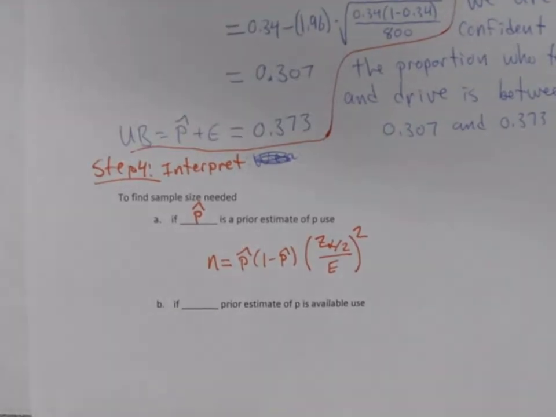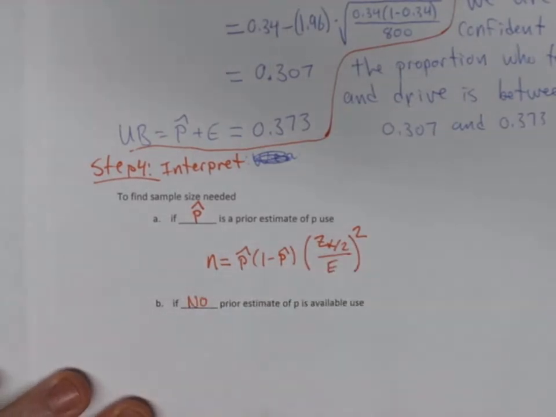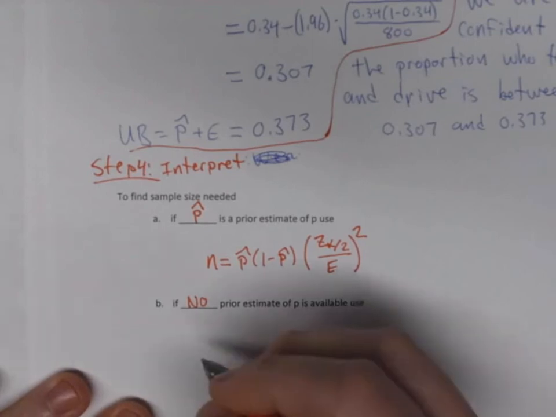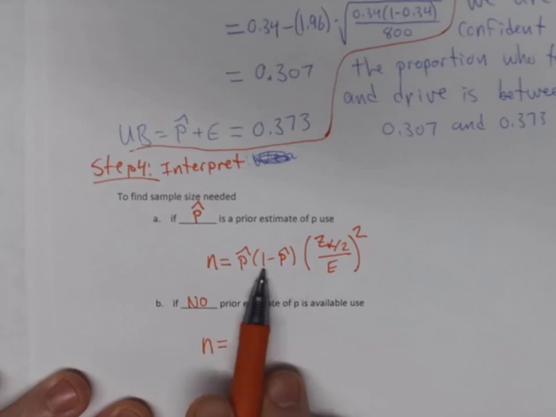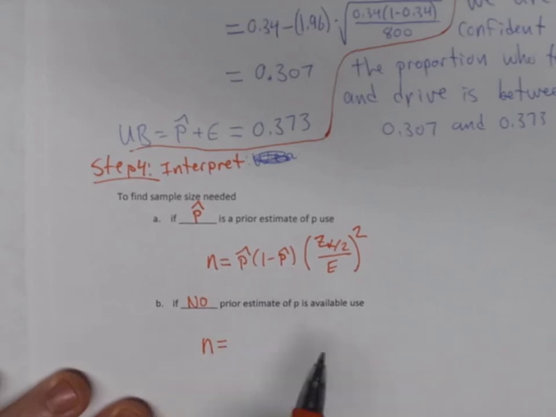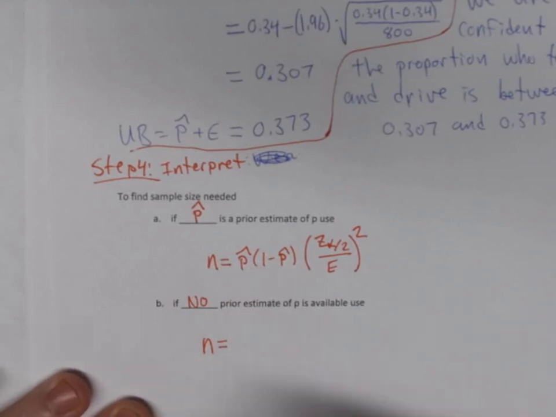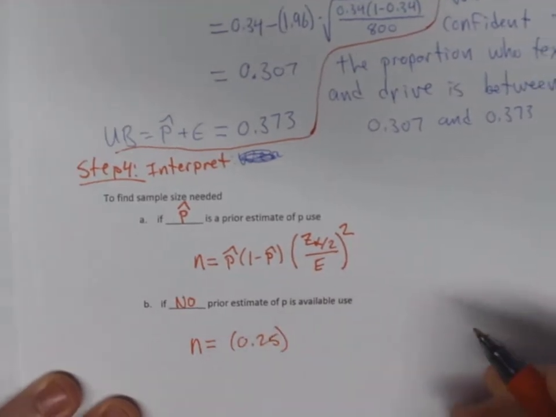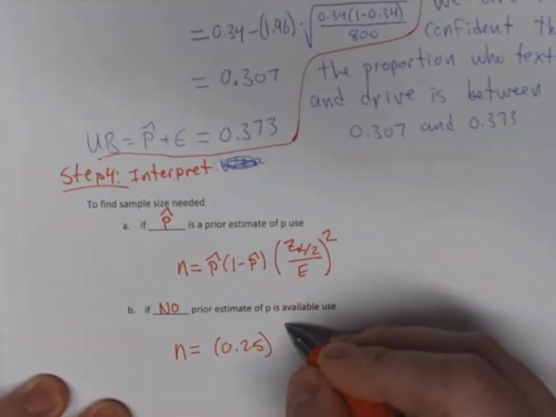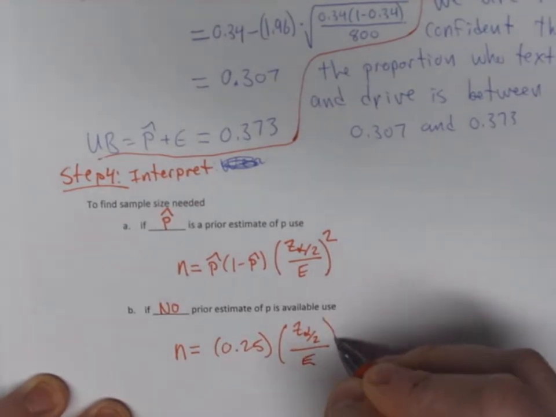In part B, there's a chance that you don't have a p hat as a prior estimate. So if no prior estimate of p is available, we want to use this formula. n is equal to, so it's the same formula except this p hat times 1 minus p hat is gone now. Since we don't have a prior estimate, we can't use that anymore to our advantage. So something simple and safe to use would be 25%. And then this stays the same: z alpha over 2 divided by E, and all of that squared.